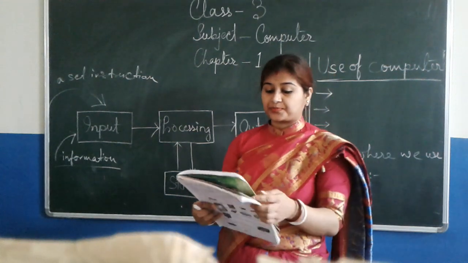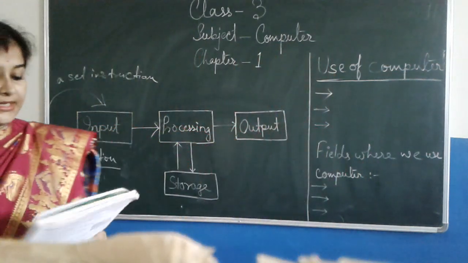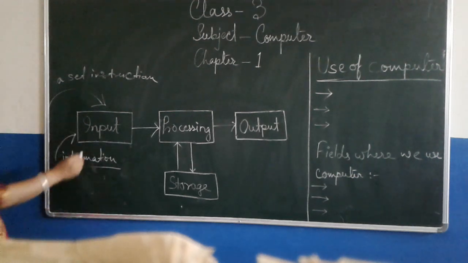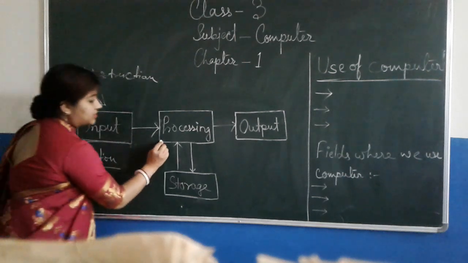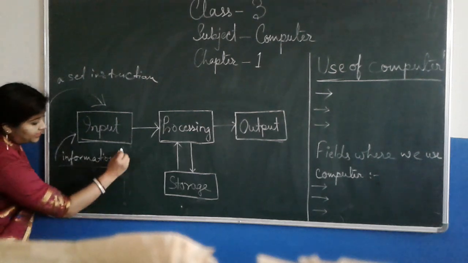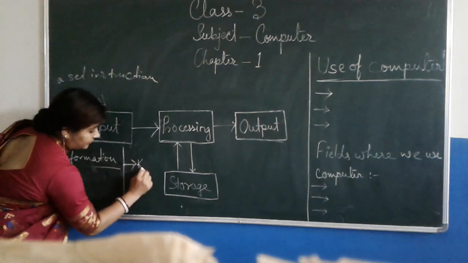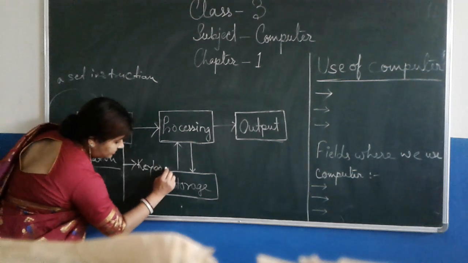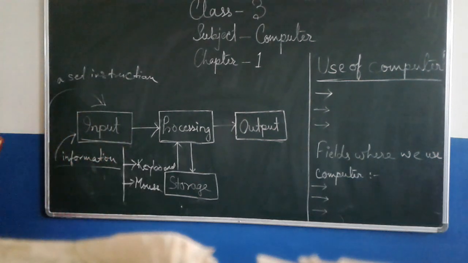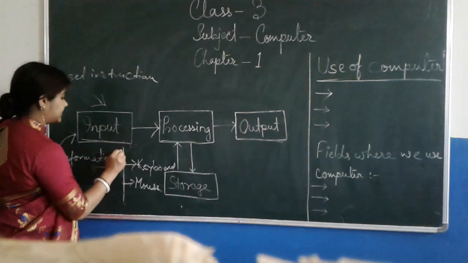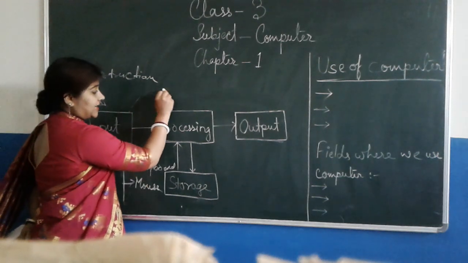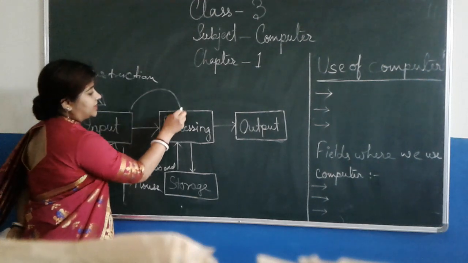Turn the page. How the computer operates. A computer needs three basic steps to function. The first one is input, then processing, then output. By using input devices, we can send information to the computer. What are the input devices? Very common input devices are keyboard and mouse. The computer accepts the information and starts processing.